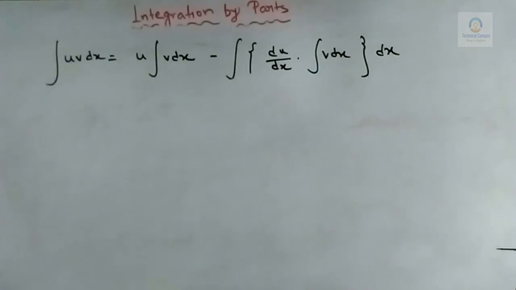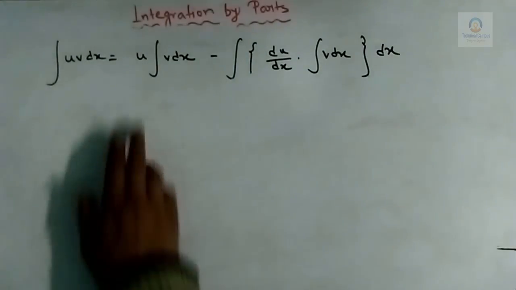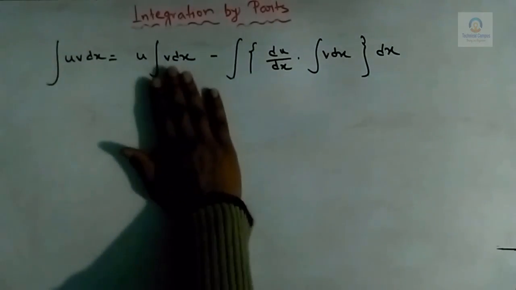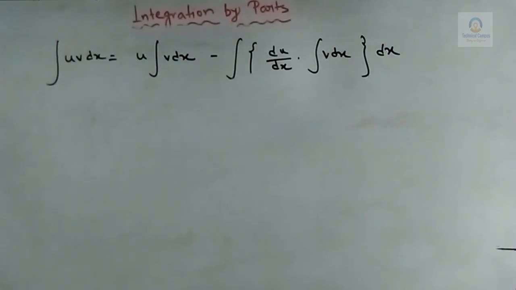So in the formula of integration by parts, we have just learned that if we want to find the integration of a product of two functions, then we have to consider one function as the first function and another function as the second function. There is a prescribed rule in mathematics to choose the first function. You cannot choose the first function randomly among the product of two functions.